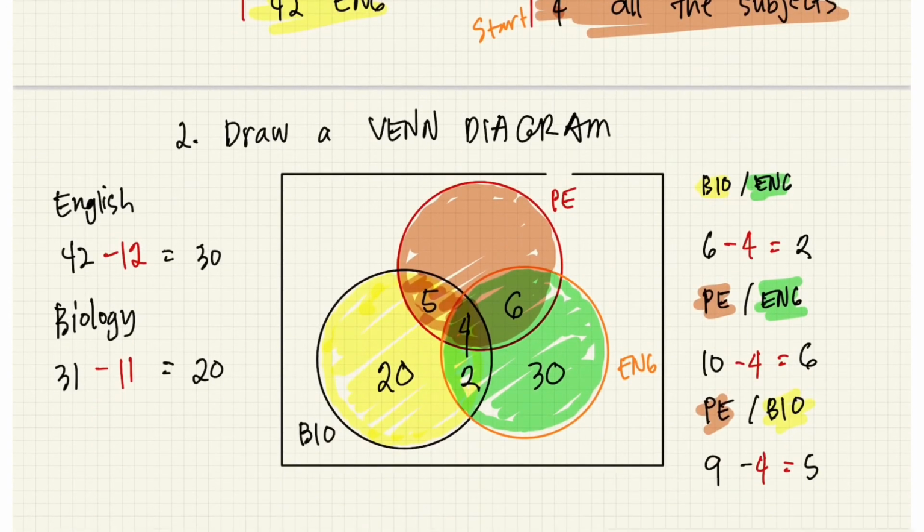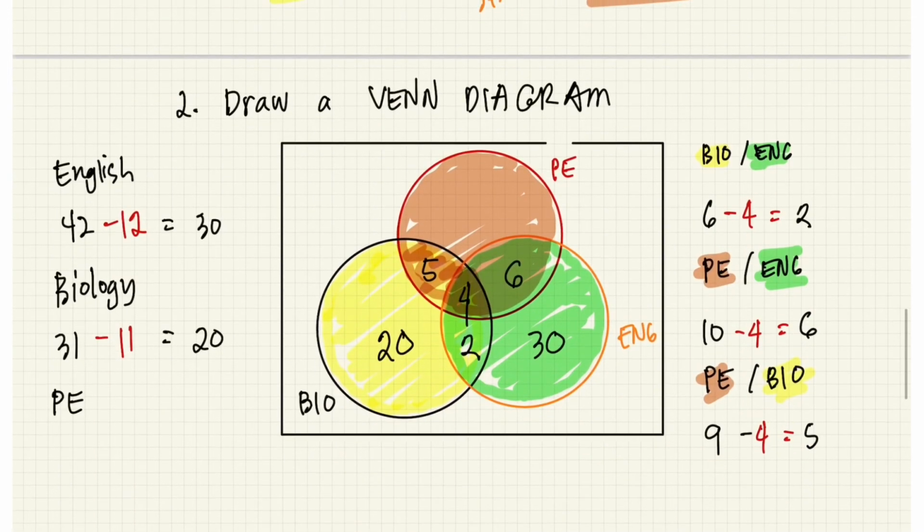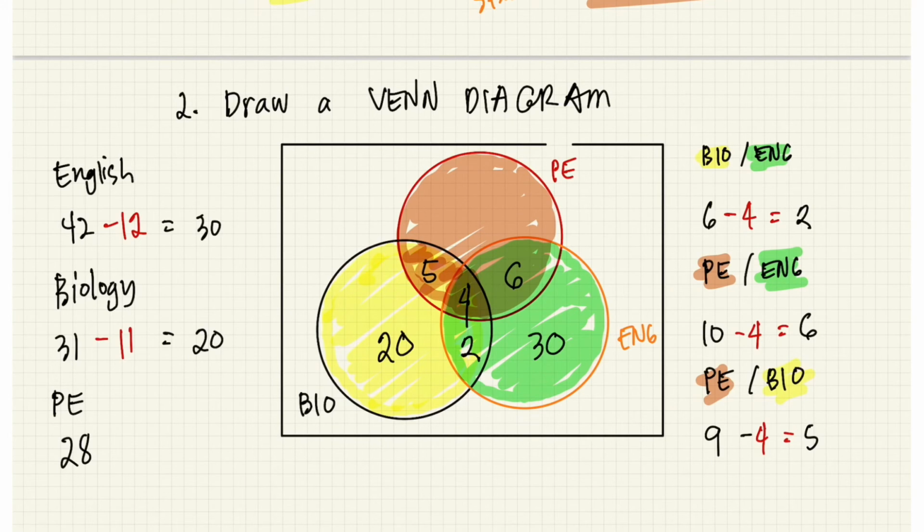Now we go for PE. For PE, there are 28 students. If you look at the circle for the brown one, you have numbers there, which is minus 15. So if you subtract that from 28, that would be 13. So what we're going to write here is 13.